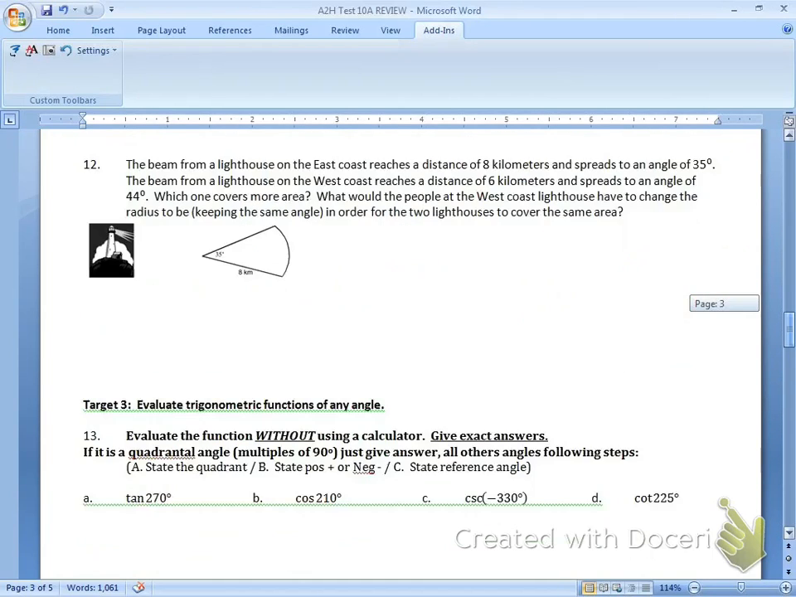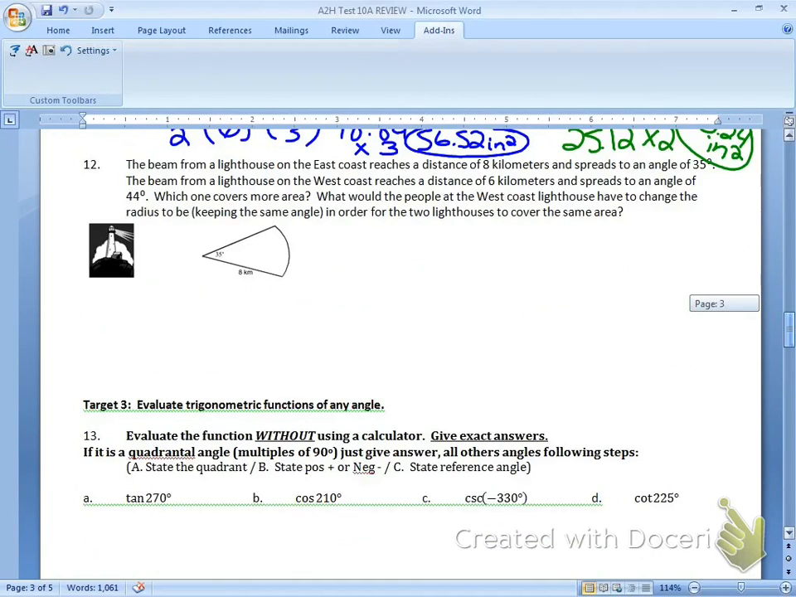Number 12. The beam from a lighthouse on the east coast reaches a distance of 8 kilometers and spreads to an angle of 35 degrees. The beam from a lighthouse on the west coast reaches a distance of 6 kilometers and spreads to an angle of 44 degrees. Which one covers more area? What would the people at the west coast lighthouse have to change the radius to be, keeping the same angle, in order for the 2 lighthouses to cover the same area?